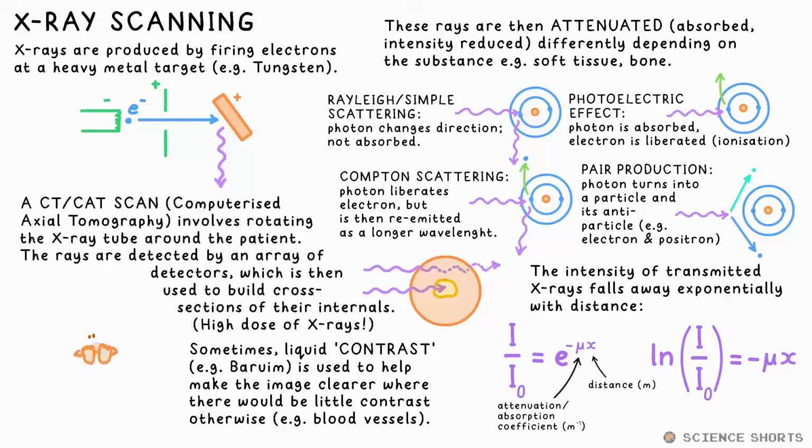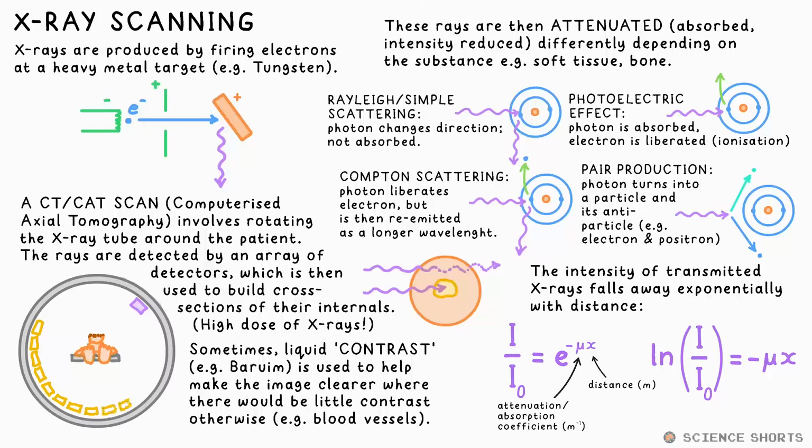A CAT scan, computerized axial tomography, sometimes just shortened to CT scan, is an X-ray on steroids. The X-ray tube is rotated around the patient with a ring of detectors sensing how much the rays are attenuated at every angle. The data is then processed by a computer to build up a 3D image of your internals. Contrast isn't needed necessarily, but it is often used to speed up the scan.